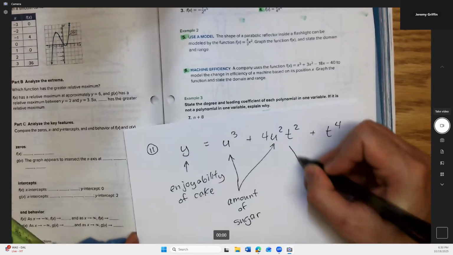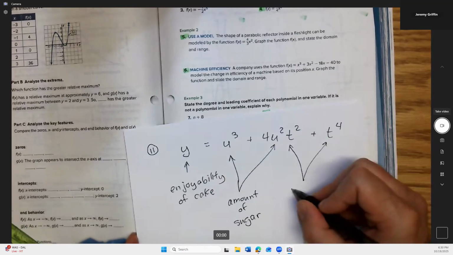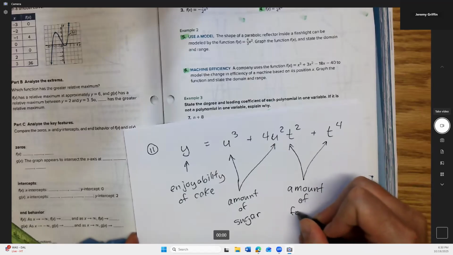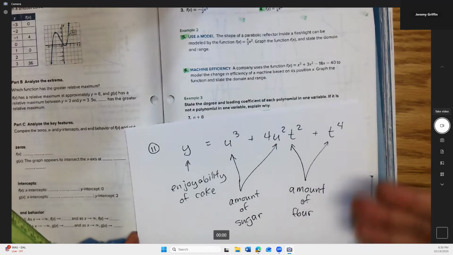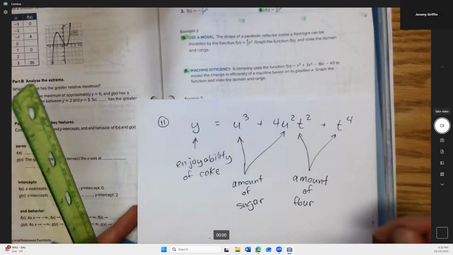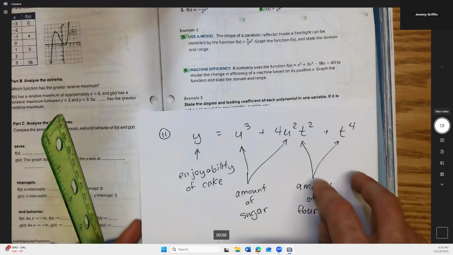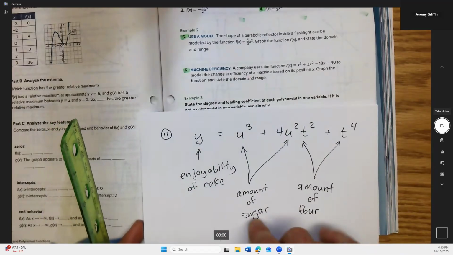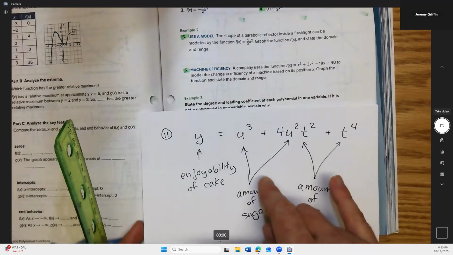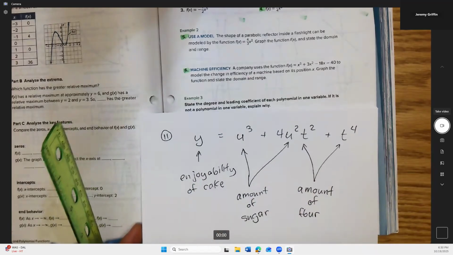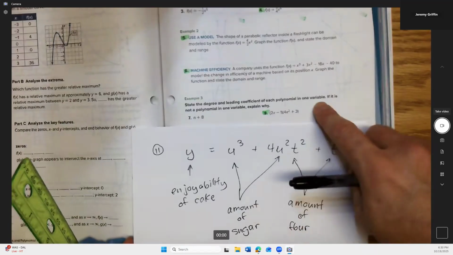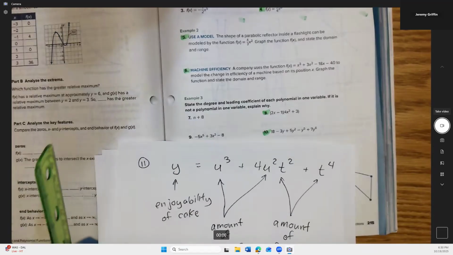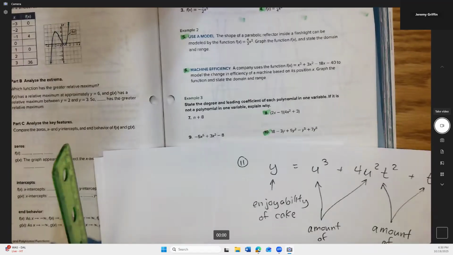Let's say t represents the amount of flour. So I'm just making a real life potential example, where you're playing with two independent variables and saying, how does that affect this third variable, like the enjoyability? So I can add or subtract more flour or sugar, and there's going to be some optimal cake. Well, guys, this would not be a polynomial in one variable because there's a u and a t. There's sugar and flour that we're messing around with. So yeah, I think we're done with that one.